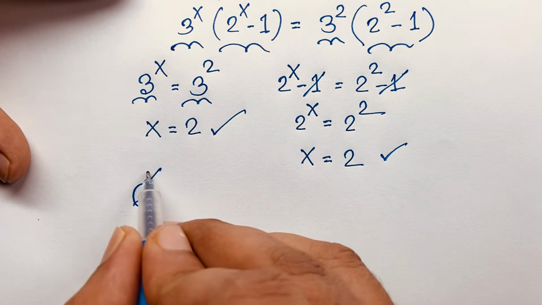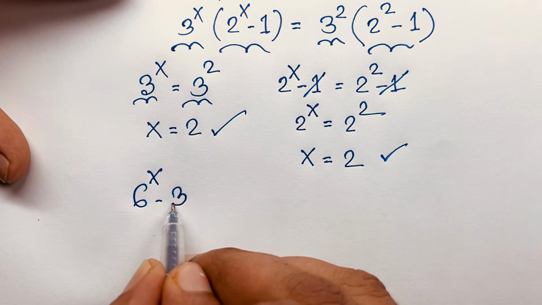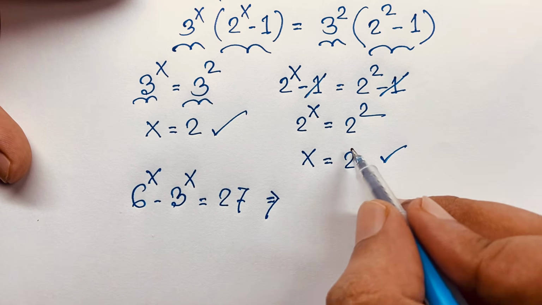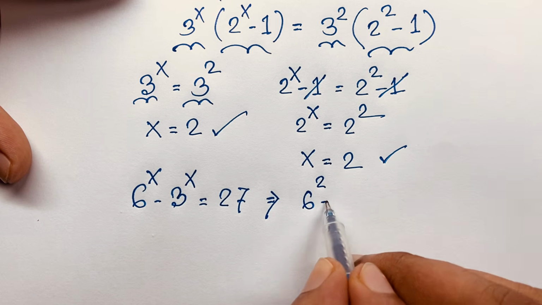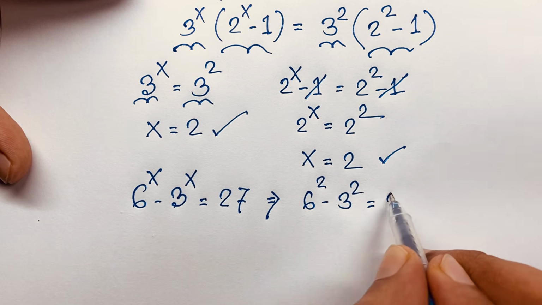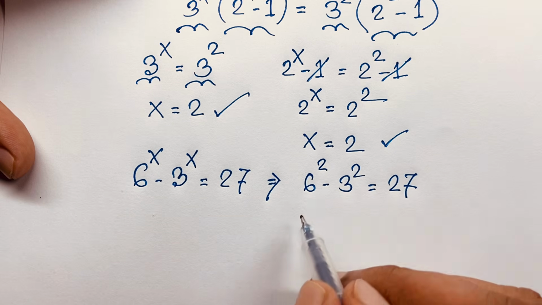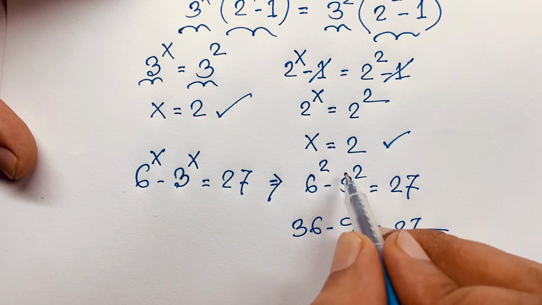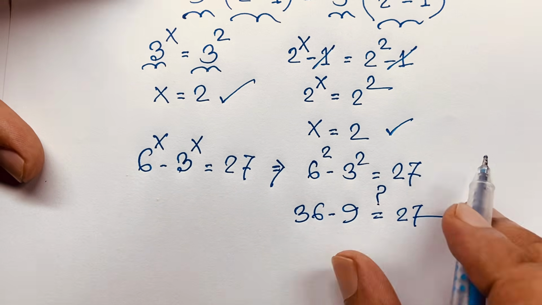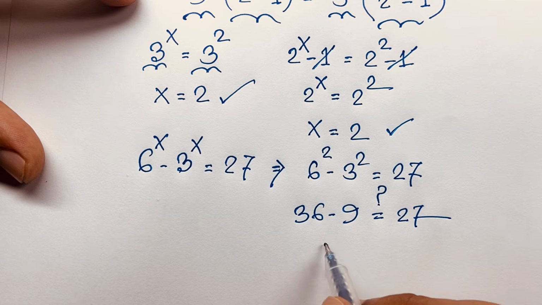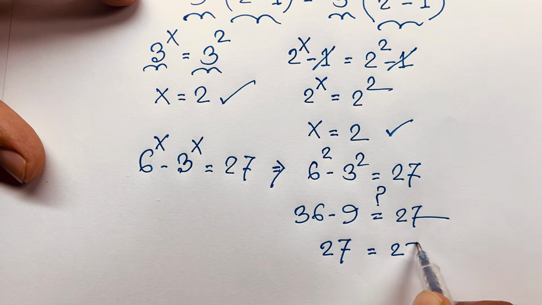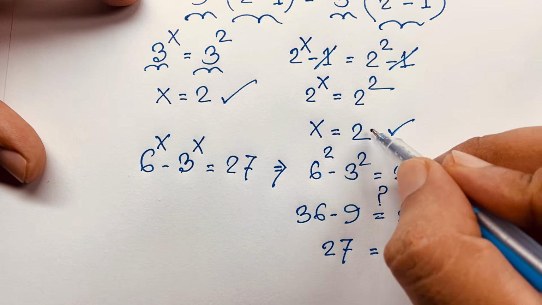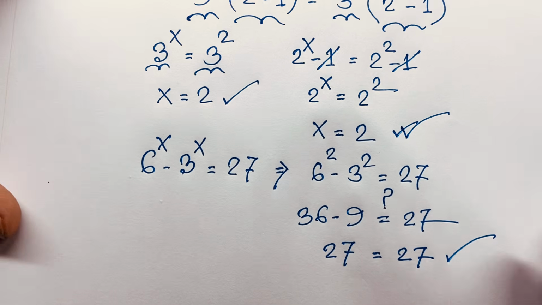So our question is 6 to the power x minus 3 to the power x is equal to 27. But remember that x is equal to 2. So it will be 6 to the power 2 minus 3 to the power 2. Now 6 to the power 2 is 36, minus 9 is equal to 27. 3 to the power 2 is 9. Now 36 minus 9 is 27, so 27 is equal to 27. So left hand side and right hand side are both equal. So you can easily say x is equal to 2. This is our final answer in this exponential maths Olympiad question.